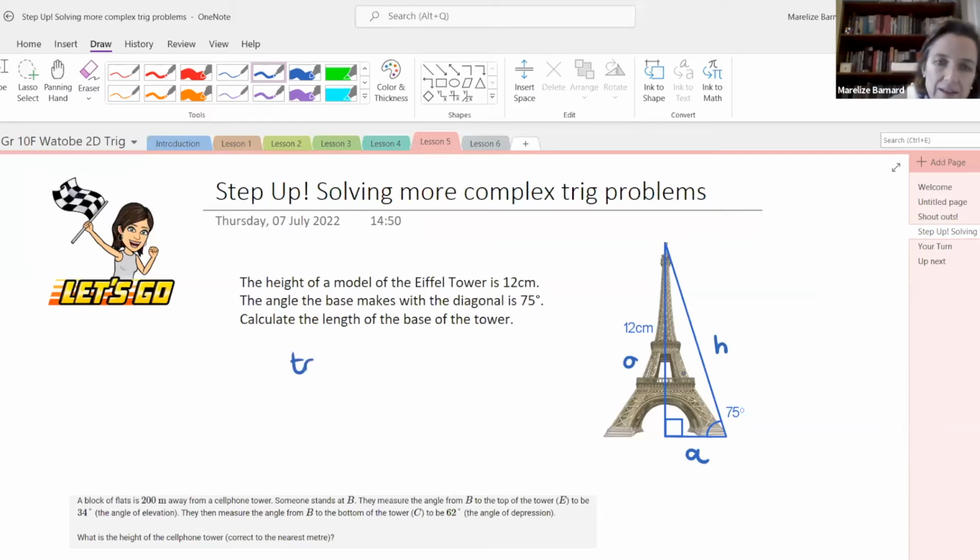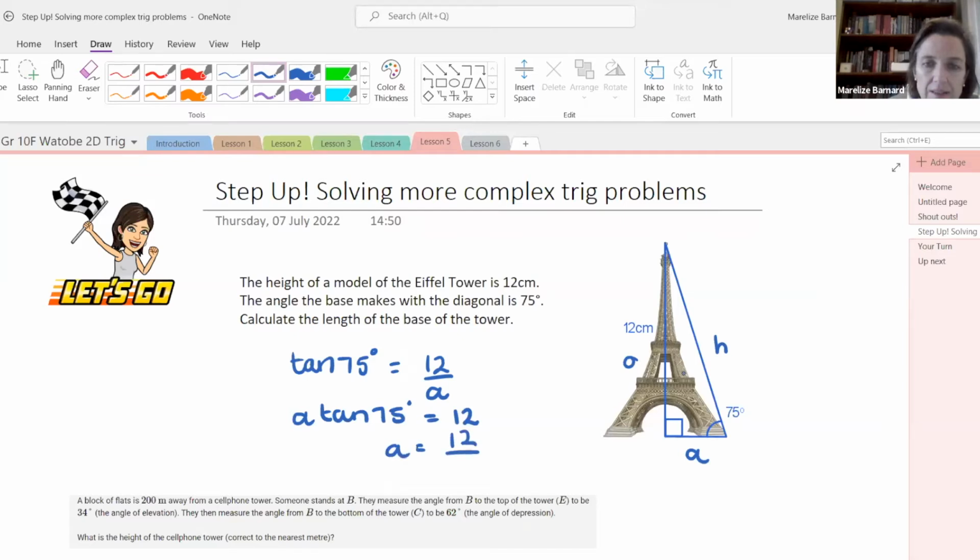That is tan. Tan of 75 degrees is going to be 12 over a. You could have called it a different variable, it's all up to you. We multiply by a on both sides. And then we divide the 12 by tan 75 degrees. And we get 3,22 centimeters.